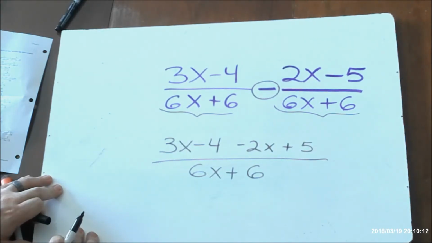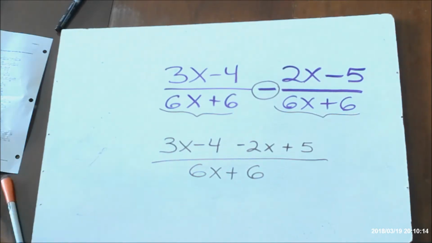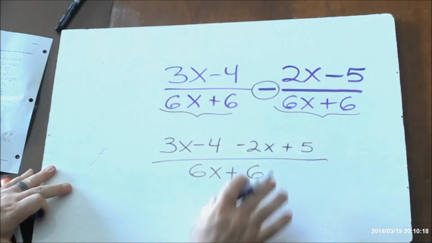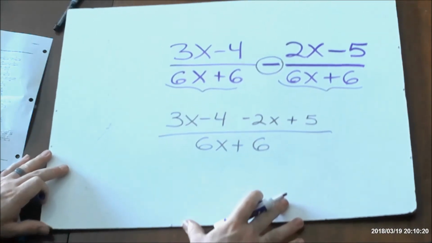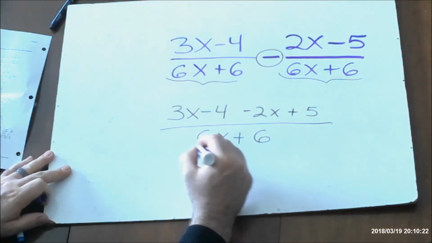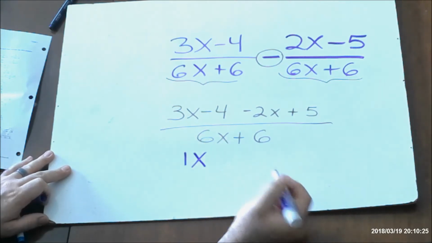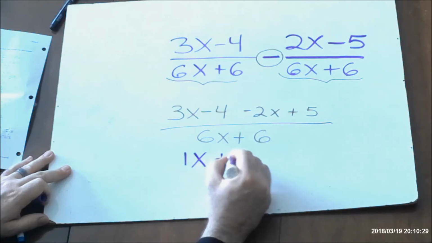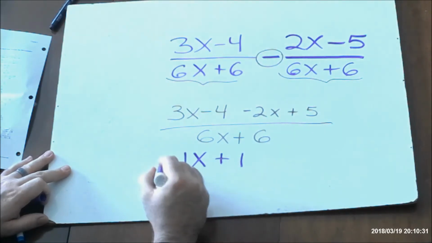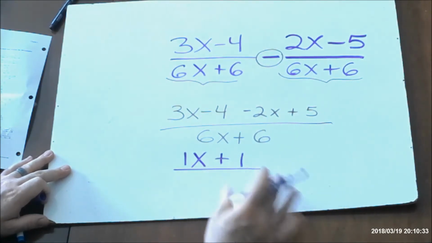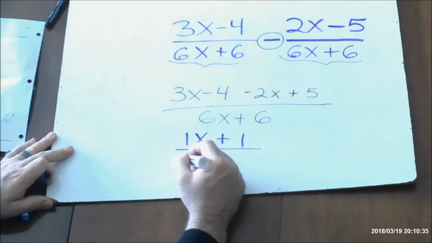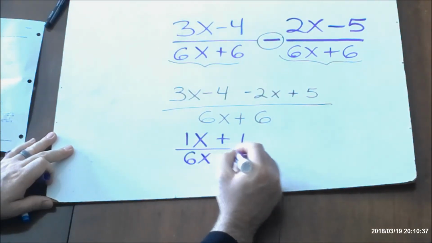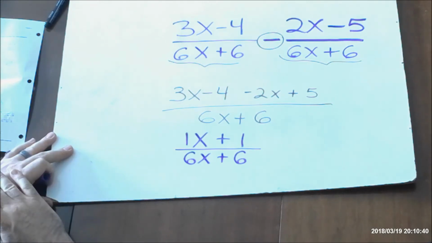So now we can see what we're left with. We're going to combine some more like terms here. We have a 3x and a 2x, which is going to give me a positive 1x. Be careful with that. Again, your exponent shouldn't change. Negative 4 and positive 5 gives me a positive 1. So 1x plus 1 over 6x plus 6. And a lot of people would just be done here.